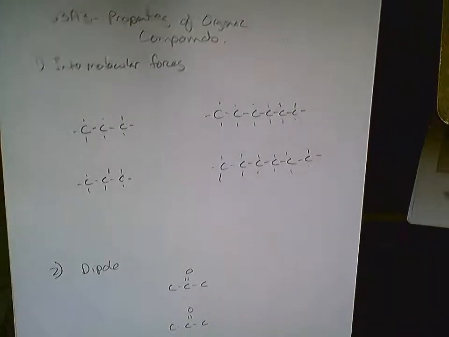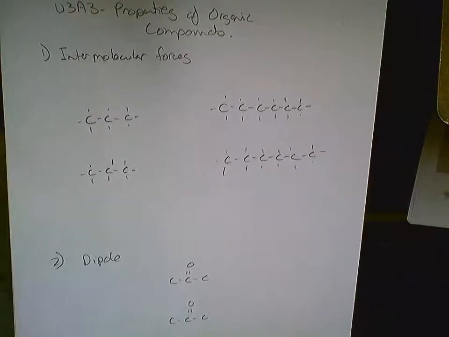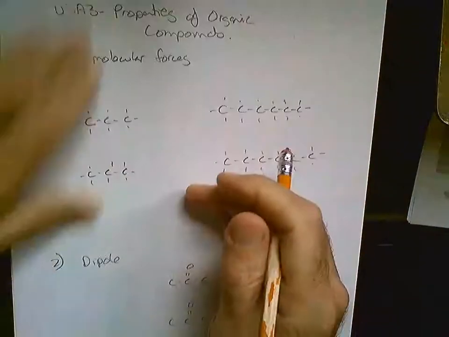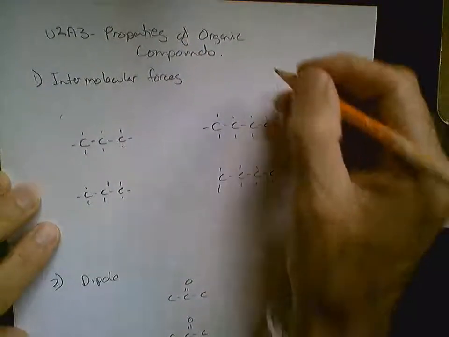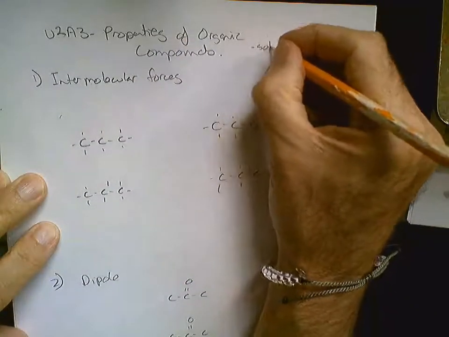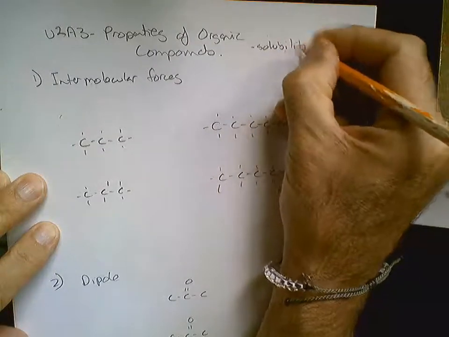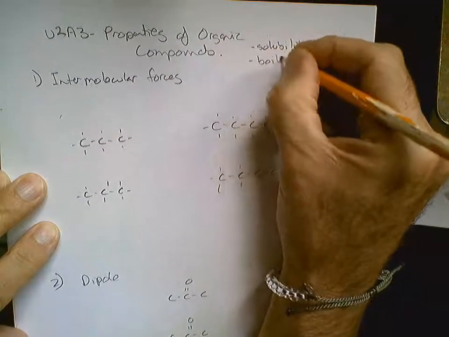Okay, this is Unit 2, Activity 3. It is not Unit 3, Properties of Organic Compounds. And in here we're going to look at solubility, so the ability to dissolve, and boiling point.